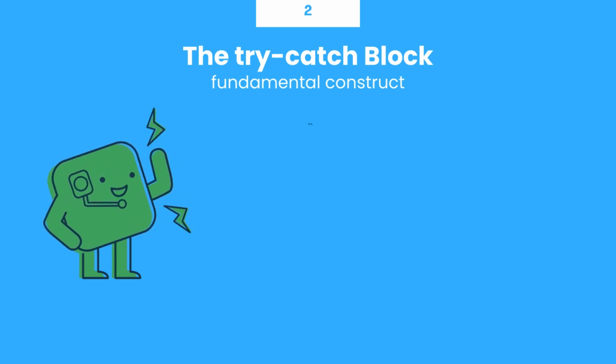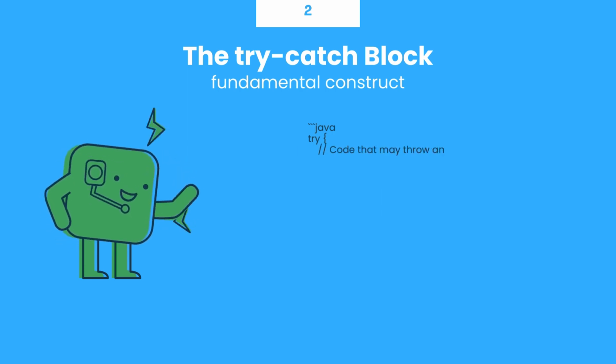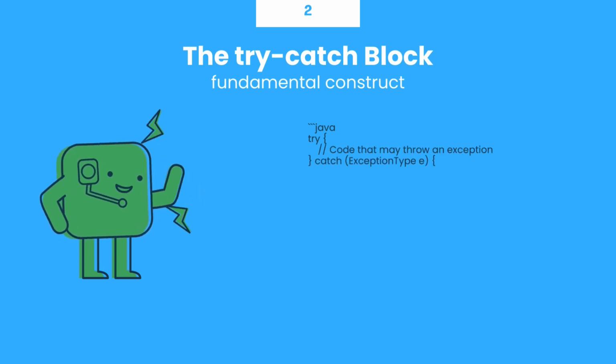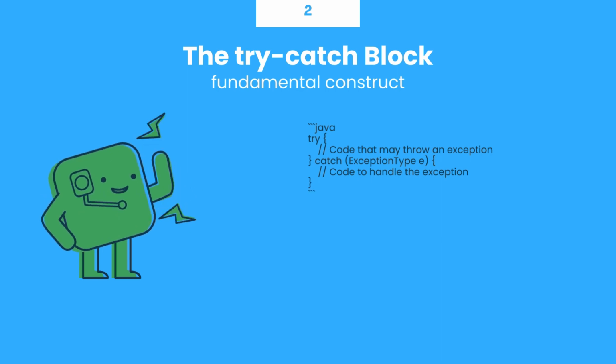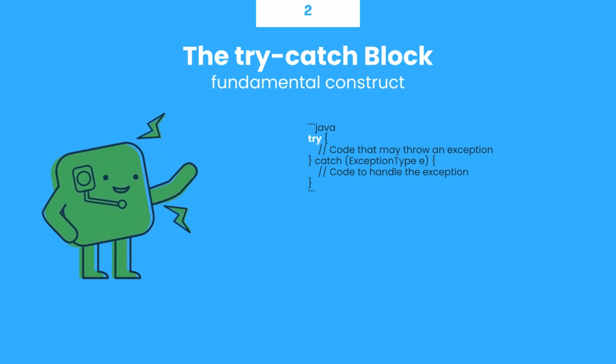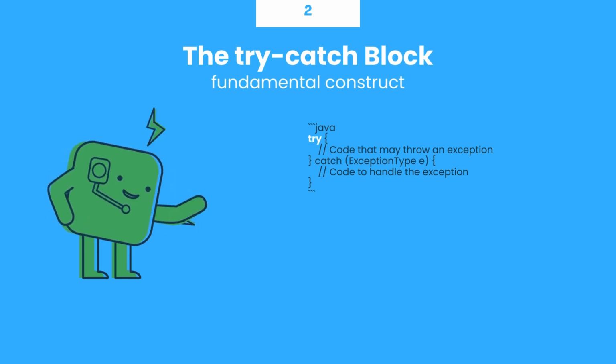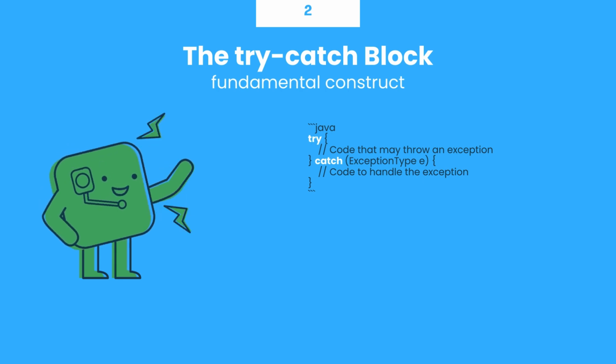Here's how it works: try { // code that may throw an exception } catch (ExceptionType e) { // code to handle the exception }. Inside the try block, we place the code that may throw an exception. If an exception occurs, it's caught by the catch block, where we specify the type of exception we want to handle. Let's see an example.